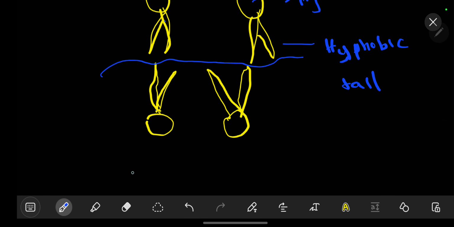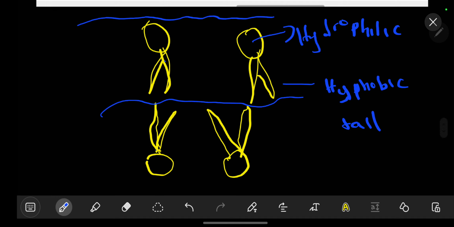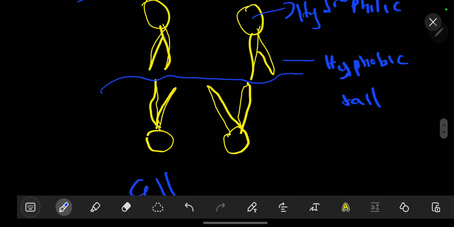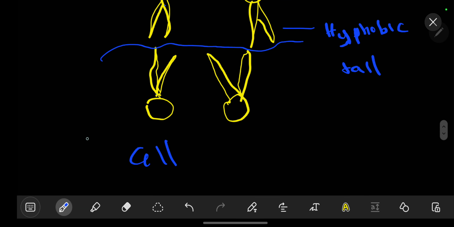So let's say this is within the cell, then here it is outside the cell. Within the cell there is also fluid and water will be there, meaning to say the head has to face where water is. So here there will be water. Therefore the cell membrane has got this structure.